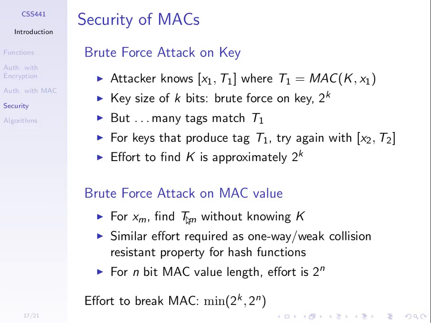Or try and find the tag without knowing the key. There's an approach, but it essentially depends upon the tag length. If we have an n-bit tag, we need to try, on average, as many possible combinations as for that n-bit tag, or 2 to the power of n attempts. We may see that attack in a simple example next week, but the end result is that the attacker either has to break the key or try all tags. So the security of a MAC depends upon the key length and the tag length, and in fact the minimum of those two. If my key length is 1,000 bits, my tag length is 40 bits, the effective security of the MAC function is 40 bits. It depends upon the minimum of the two.